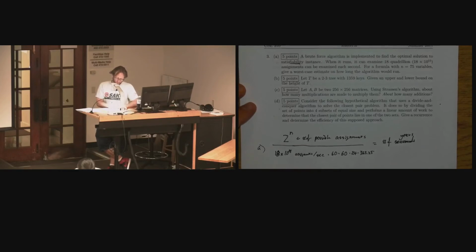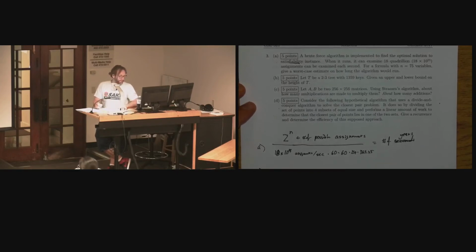B. Let T be a 2-3 tree with 1,359 keys. Give an upper and lower bound on the height of T. So again, open book, open note, open computer. What was n basically is the number of keys, 1359. Do you remember the lower bound and the upper bound with respect to n?